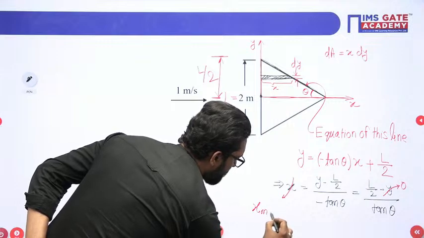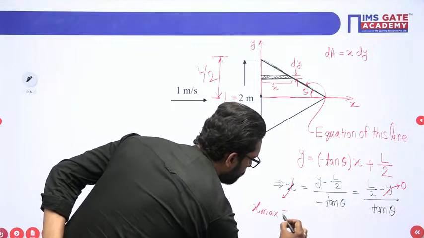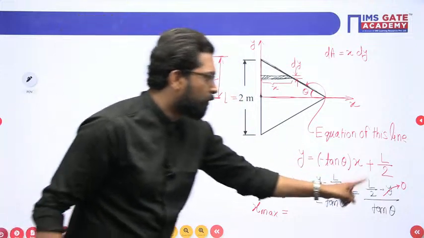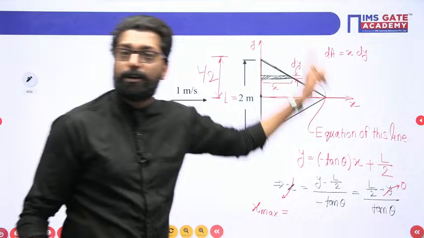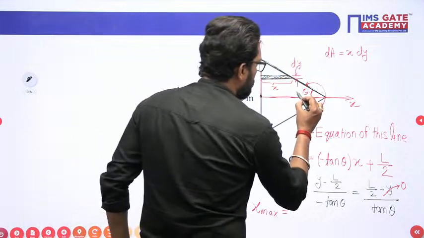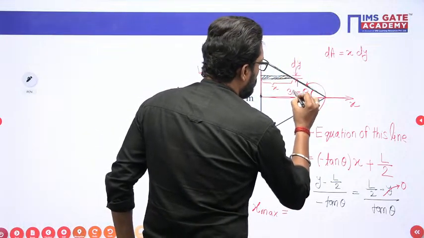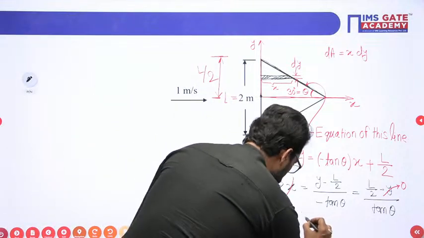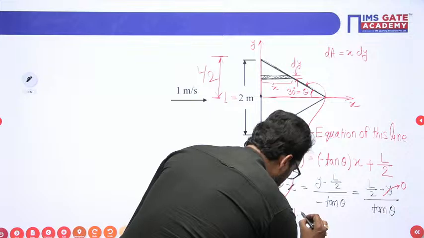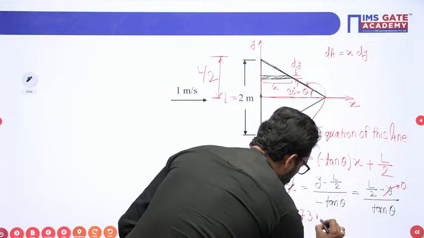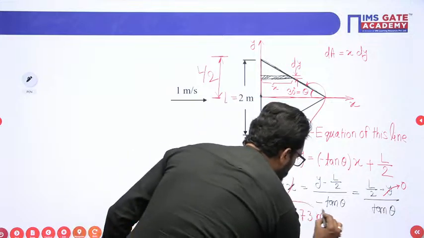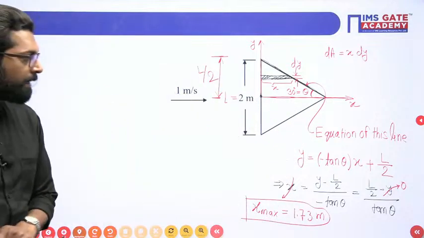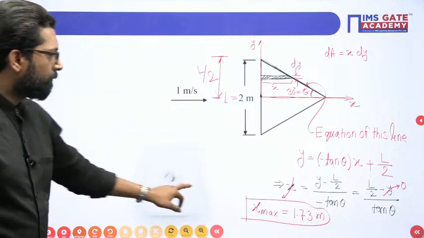So x max is how much? L you have to put 1 or 2 divided by 2, divided by tan theta, where theta is equal to 30 degrees. If you put the value, x max is 1.73 meter. This is the maximum length of this plate. Clear?